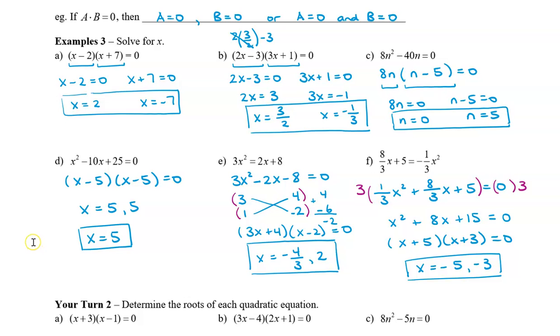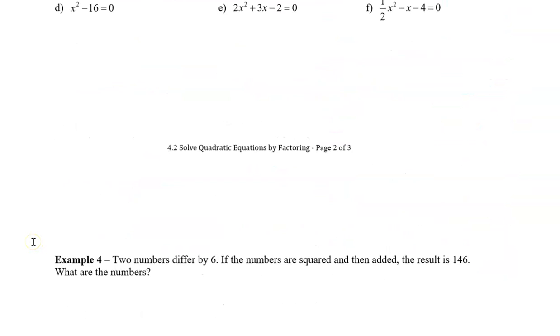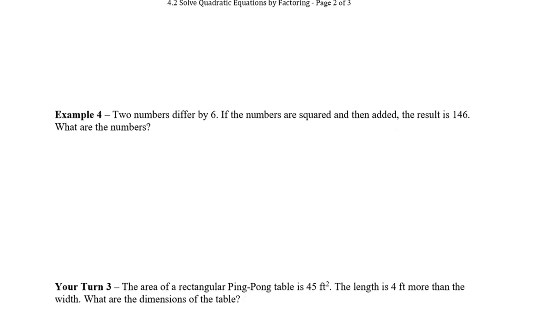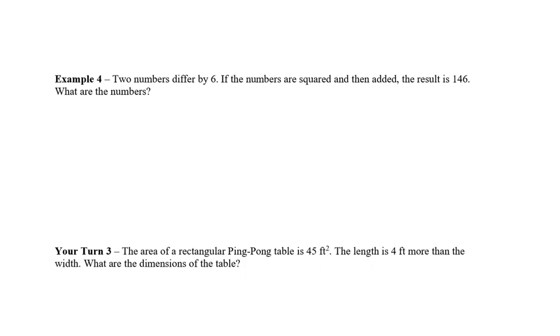All right, I'm going to do one more example, and we're going to take a look at a word problem here. So here's a common one. Where you see two numbers, they differ by 6. If the numbers are squared and then added, the result is 146. So what are the numbers?